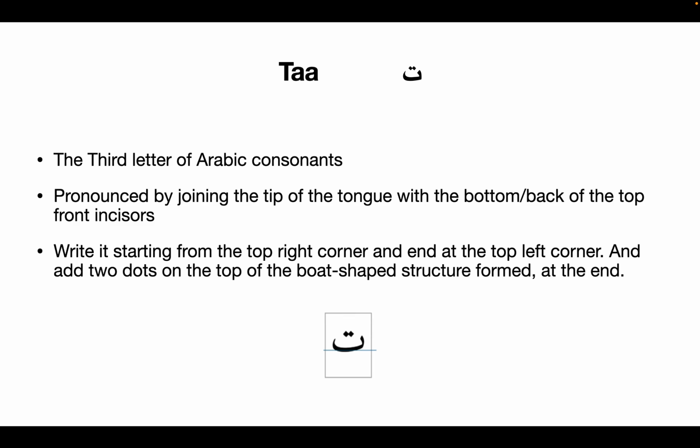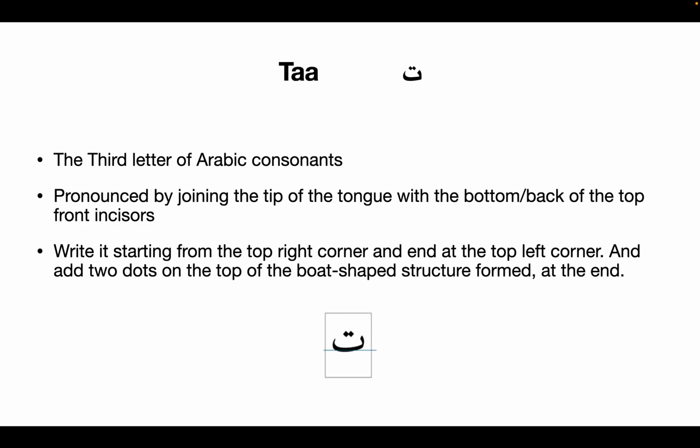And the rule for writing this letter is just the same as ba. First of all, we create the boat-like structure starting from the top right, touching the base of the boat-like structure just in the line, and ending at the top left. Okay, so we start from the top right and we end at the top left to create a boat-like structure where the base of the boat-like structure just touches the ground, and then we place two dots on the top of the letter.